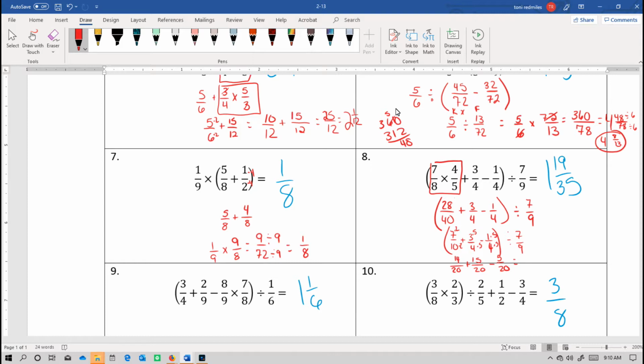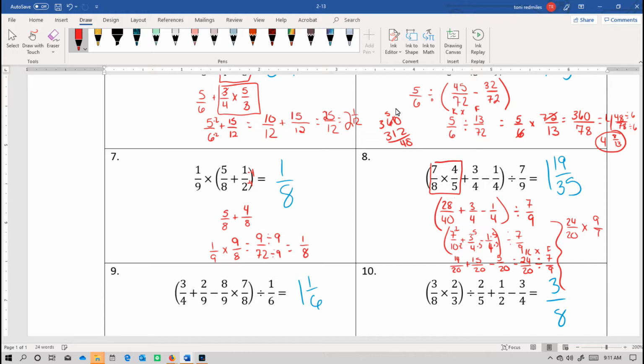That's going to be 29 minus 5, which is 24 over 20. Now I can write down the rest of my problem, divided by 7 over 9. Keep, change to multiplication, and flip. I'm going to bring my problem up here. Keep, change to multiplication, flip.